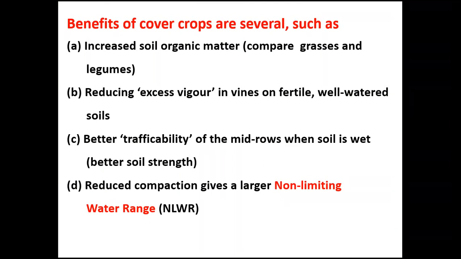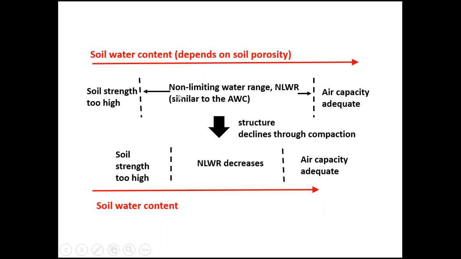So talking a bit more about cover crops now, one can increase soil organic matter with cover crops, and grasses are better from this point of view than legumes. They can be used to reduce excess vigour in vines on fertile, well-watered sites. They provide better trafficability of the mid-rows when the soil is wet, that is, the soil strength is better, and they can reduce compaction, which gives a larger non-limiting water range. Now let me just explain quickly what that is.